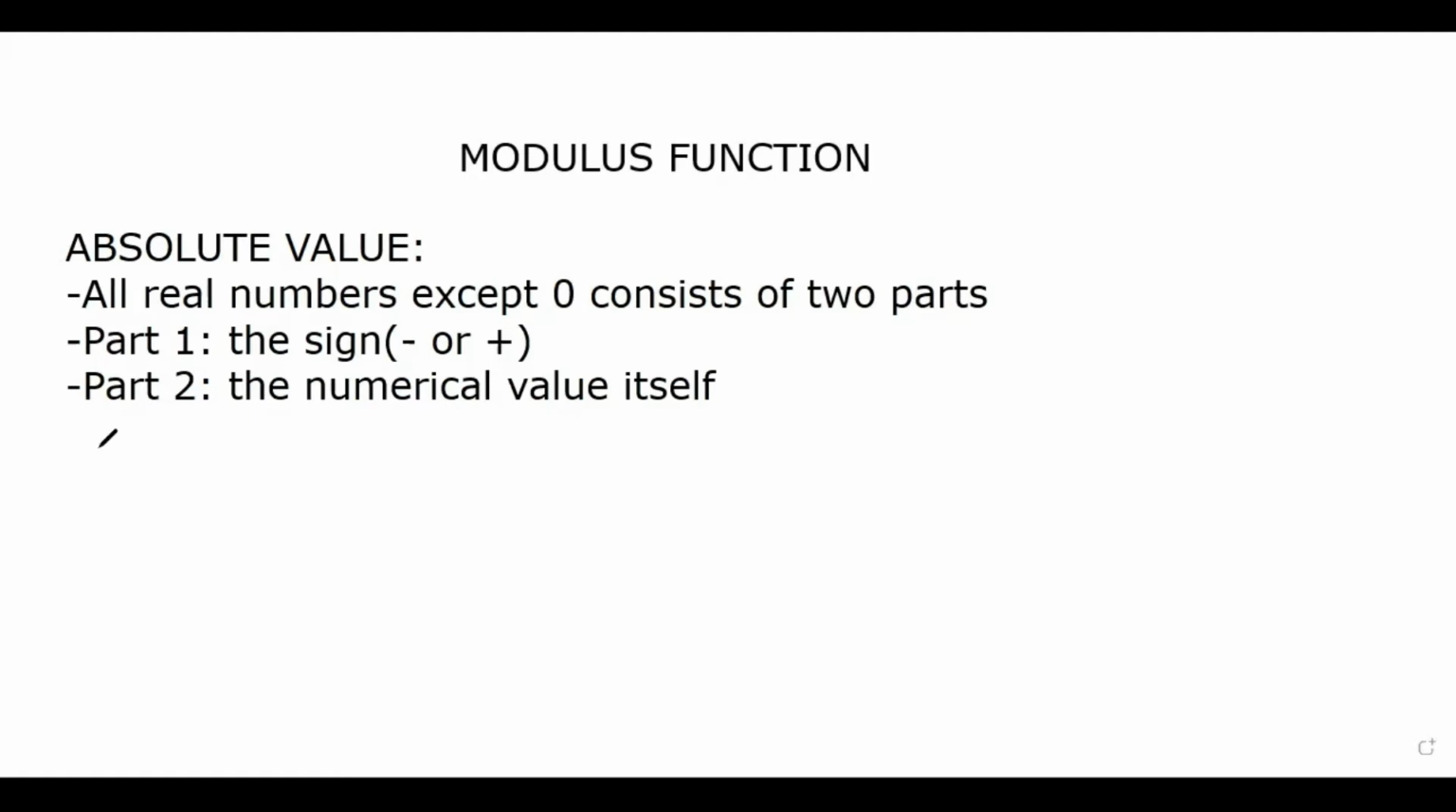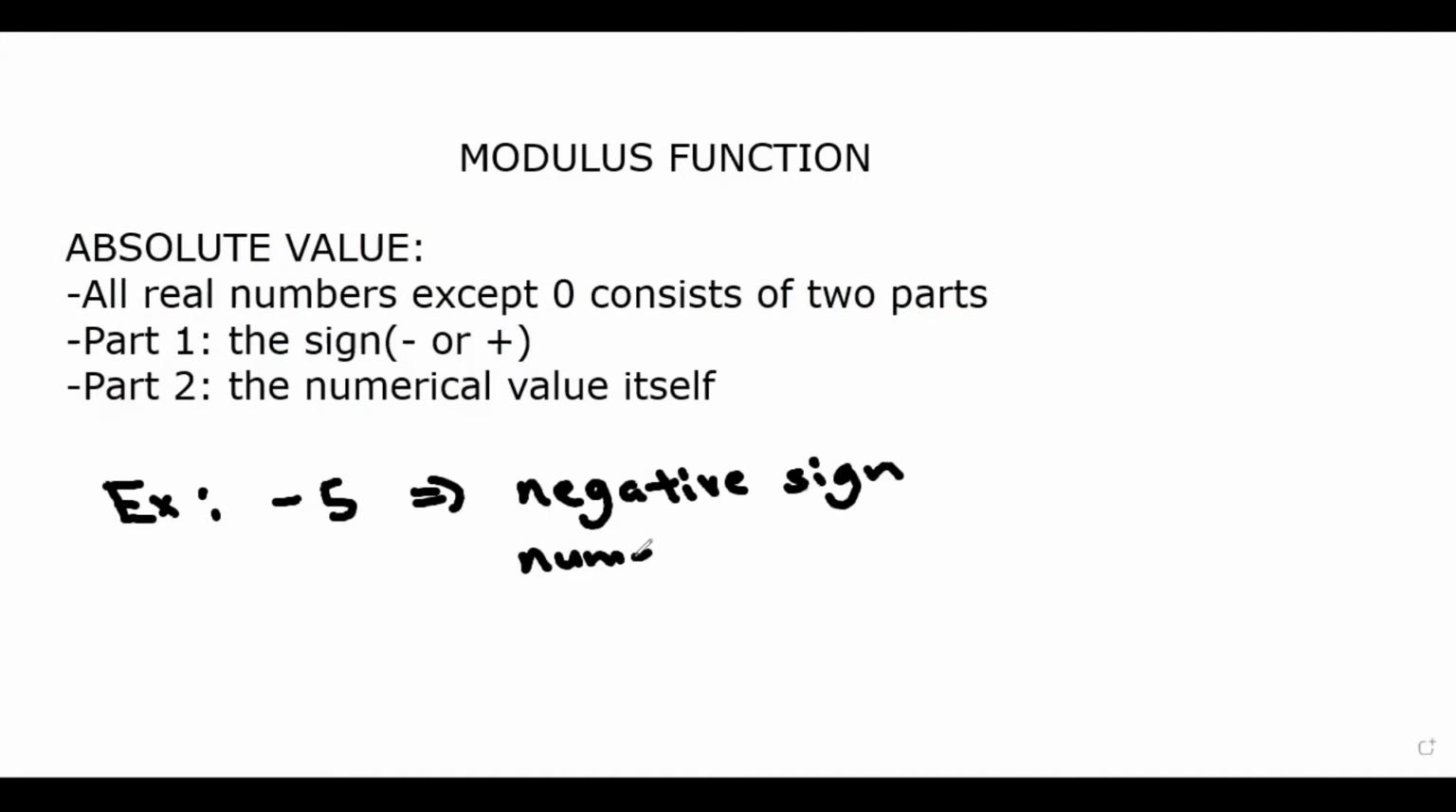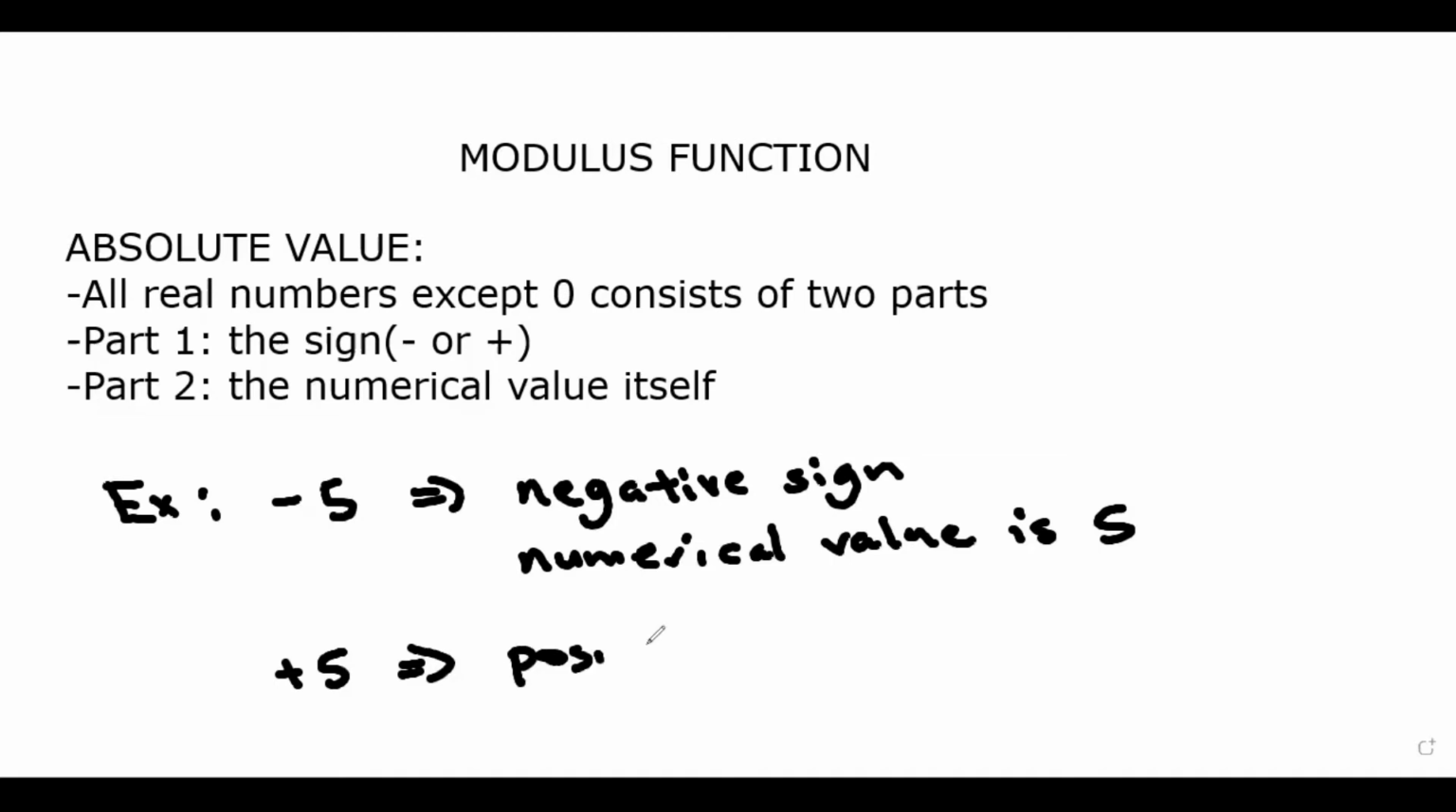So for example, let's say we have -5. Here, you realize that there's a negative sign and the numerical value is 5. Again, we could have +5. Here the sign is positive and the numerical value is 5.